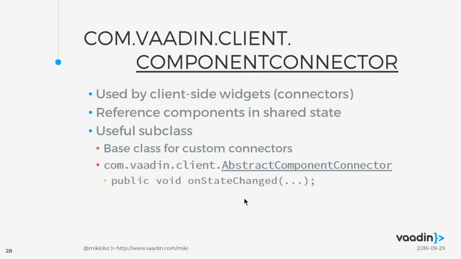So the component connector is used by the client-side widgets. It enables referencing components in a shared state. As I said, if you want to refer to a component in a shared state, you have to use a connector. And there is one method in each component connector that we have. It's called onStateChanged, which, as you can guess, is invoked by the framework whenever we change the state.